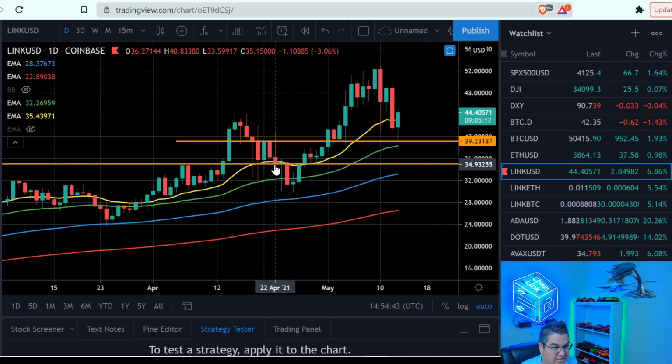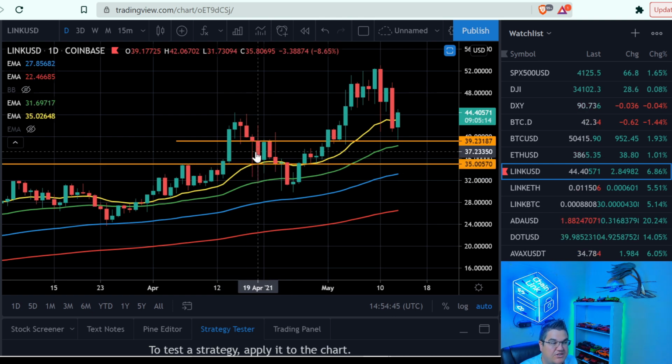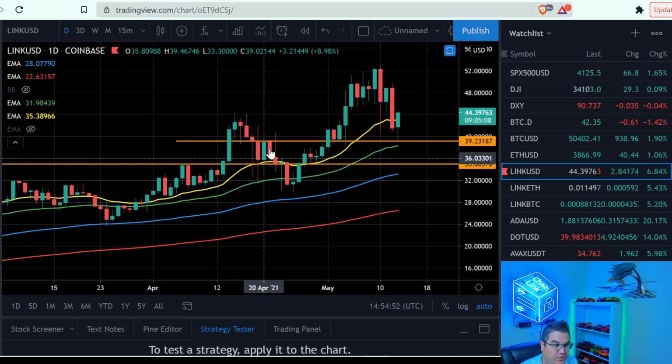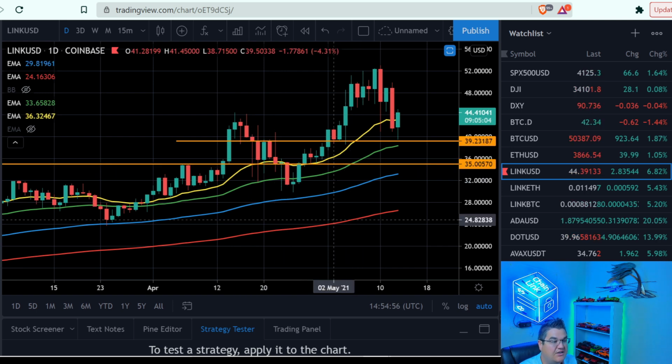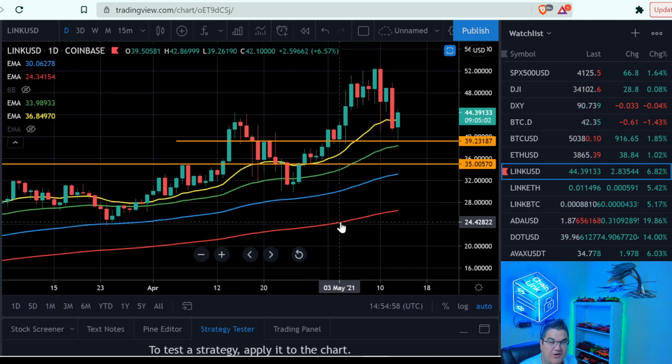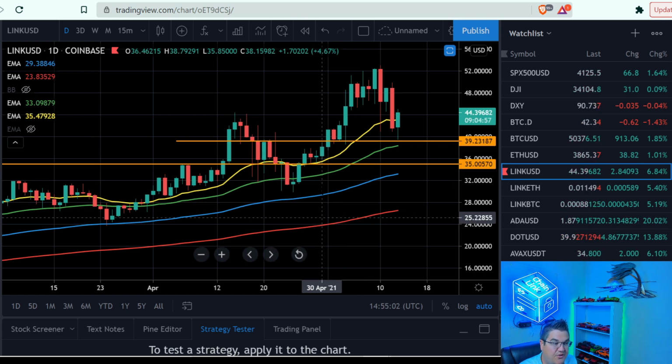Support. The wicks don't matter. The wicks just tell you where price action went during that given candle. The close is what you want for support and respect to each individual line or moving average. That's what these lines are in the back if you're new. Those are exponential moving averages. 21, 50, 100, and 200.